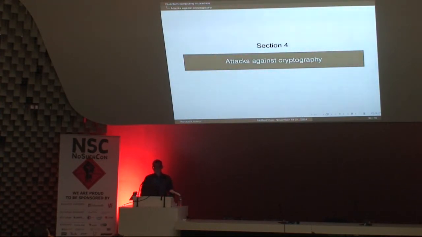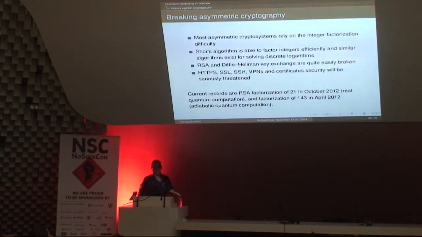In this case, what are the consequences for cryptography? Most asymmetric cryptosystems rely on the integer factorization difficulty. Shor's algorithm is able to factor integers efficiently, and similar algorithms exist for solving discrete logarithms. So many, many systems are threatened, like RSA or the Diffie-Hellman key exchange. As a consequence, HTTPS, SSL, SSH, and VPN certificate security are seriously threatened if we can scale enough the quantum computer we're going to use.